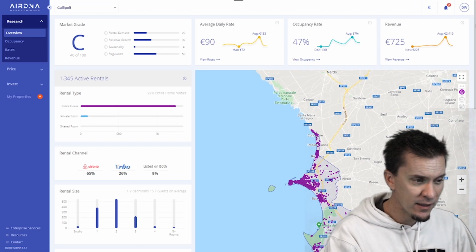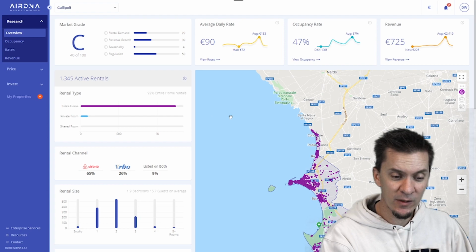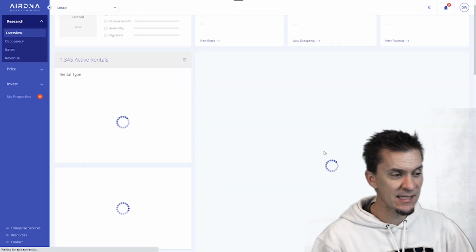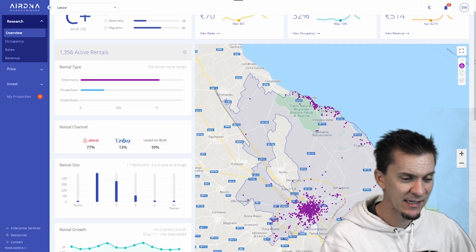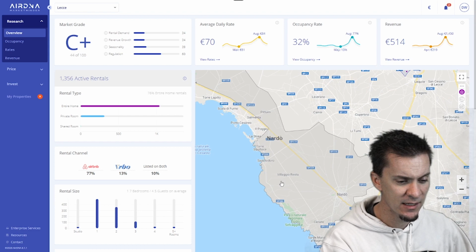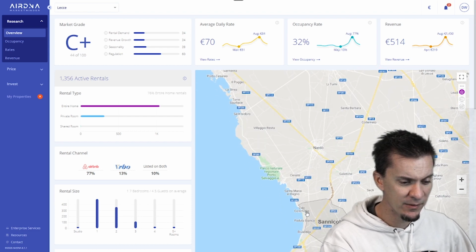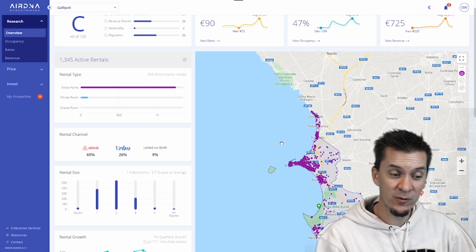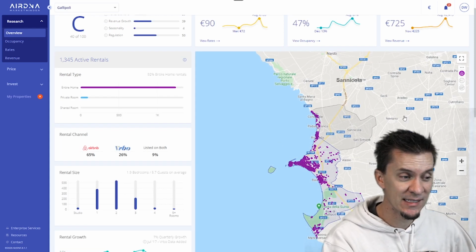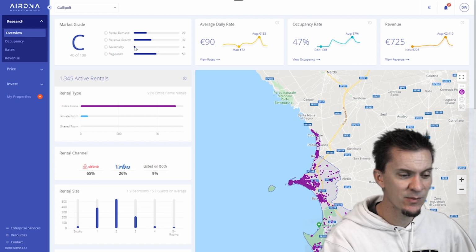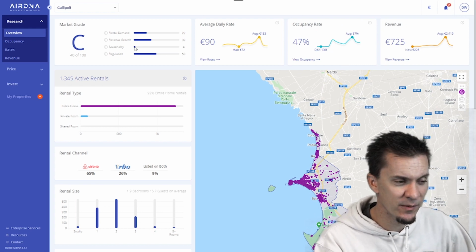So before, okay, it's actually a little bit worse. Interesting. I would have expected it to be a little bit better. Lecce as a C+, and probably 1,356 active rentals. And then we have Gallipoli, which is down here, which is 1,345, and still only a C. So interesting. You can see the seasonality is much lower. That's one of the problems.